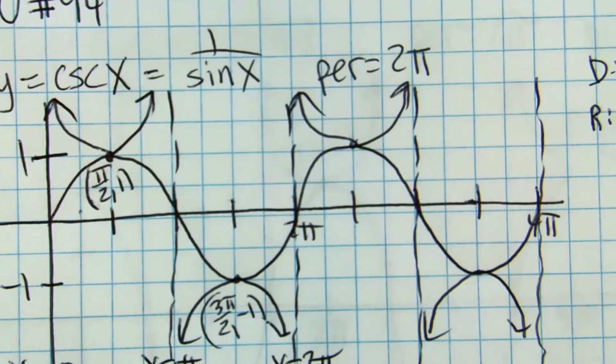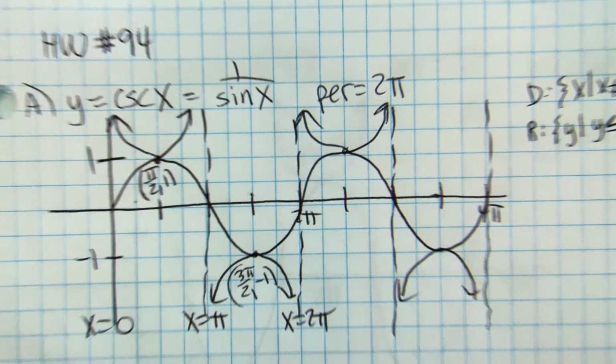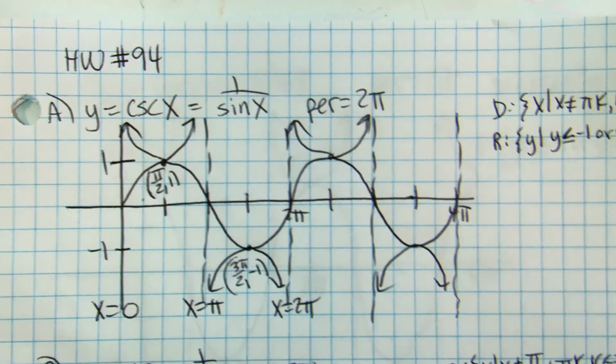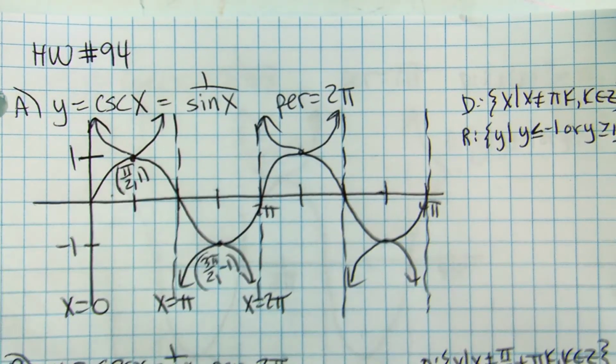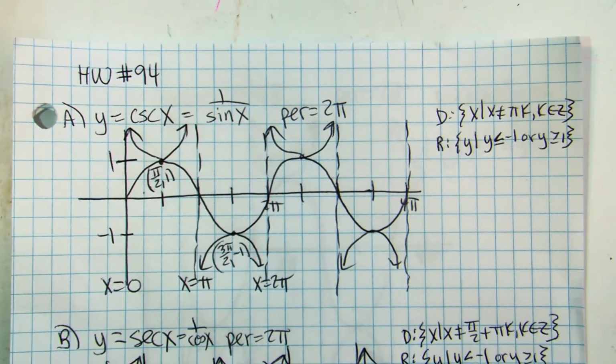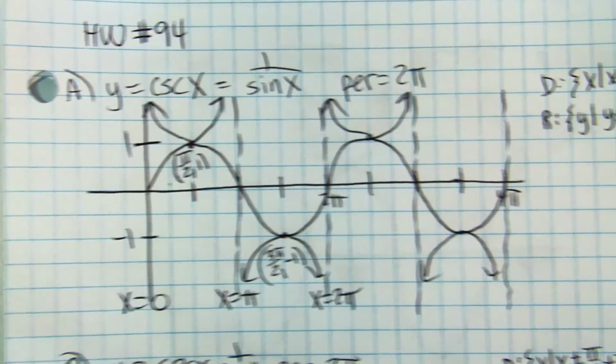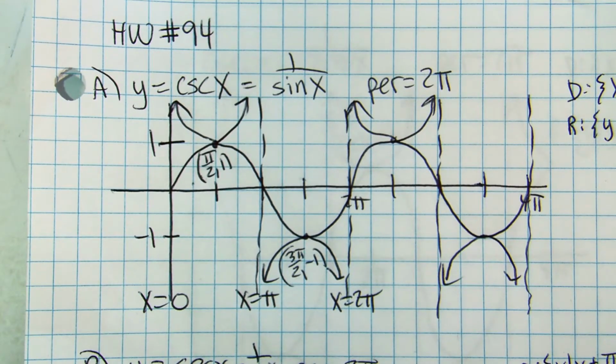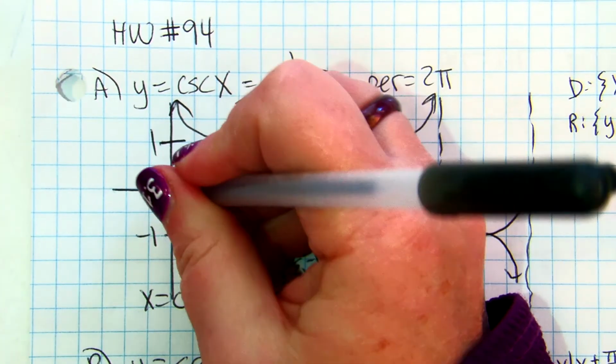Hello everybody, I thought that it would be a good idea to go over homework number 94. So here it is. The first thing I asked you to graph was cosecant x, which is the reciprocal of sine, which starts at the origin. So hopefully your graph starts at the origin.